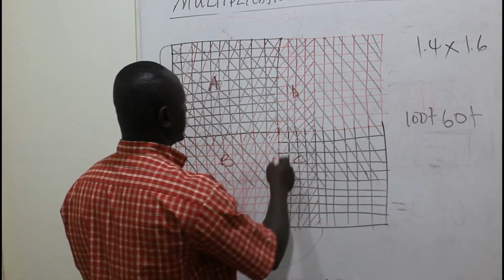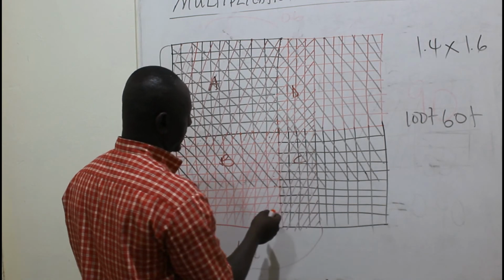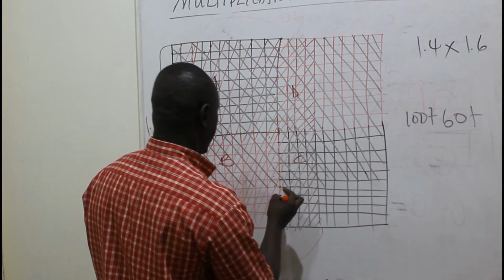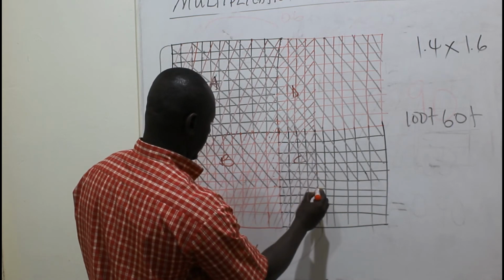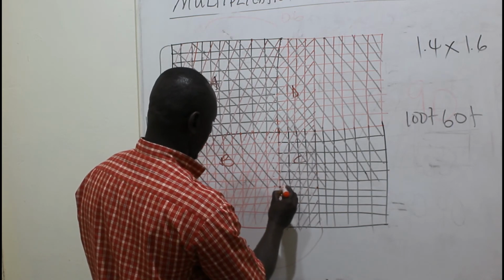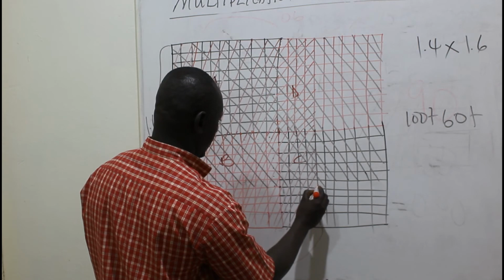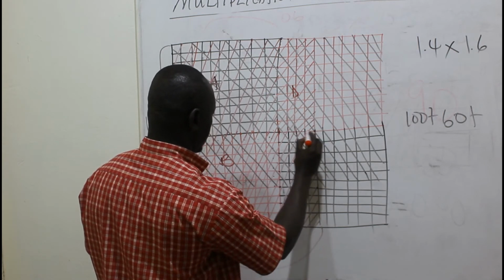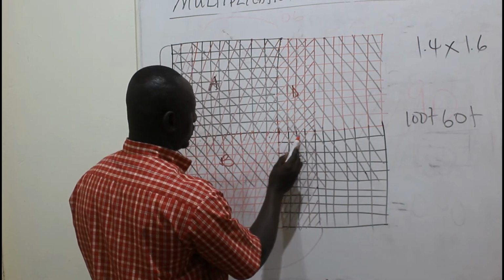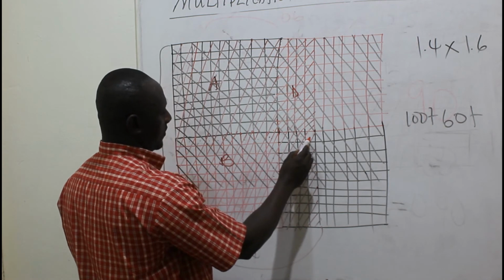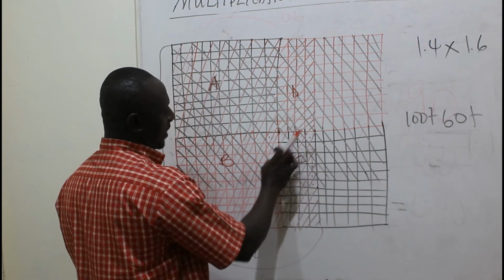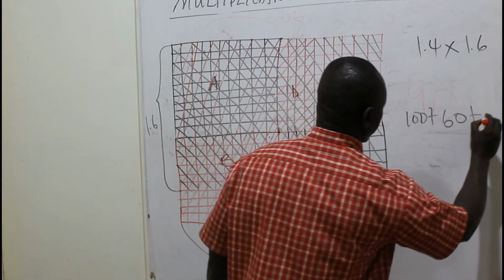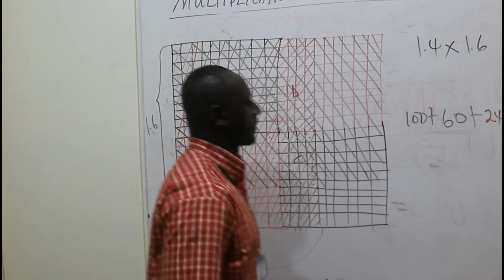Let's look for region D or region C. For region C, it's from this place up to this place, then up to this. So our focus is here, the double shaded portion. Let's count: 1, 2, 3, 4 by 1, 2, 3, 4, 5, 6. So 4 by 6 is going to give you 24.